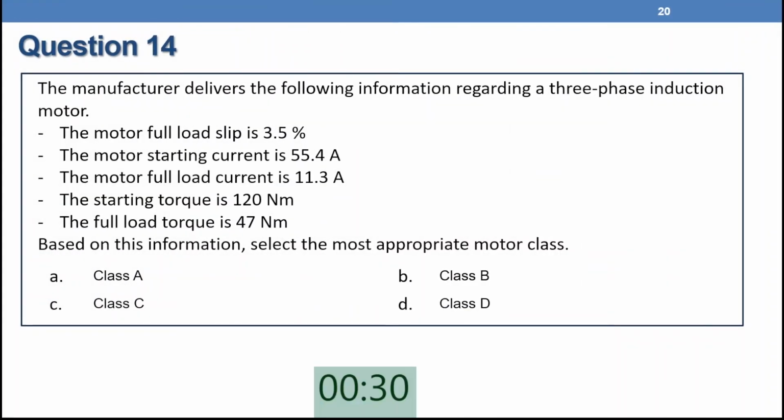Question 14. The manufacturer delivers the following information regarding a three-phase induction motor. The motor full load slip is 3.5%. The motor starting current is 55.4 ampere. The motor full load current is 11.3 ampere. The starting torque is 120 Newton meter. The full load torque is 47 Newton meter. Based on this information, select the most appropriate motor class: Class A, Class B, Class C, Class D. Time starts now.